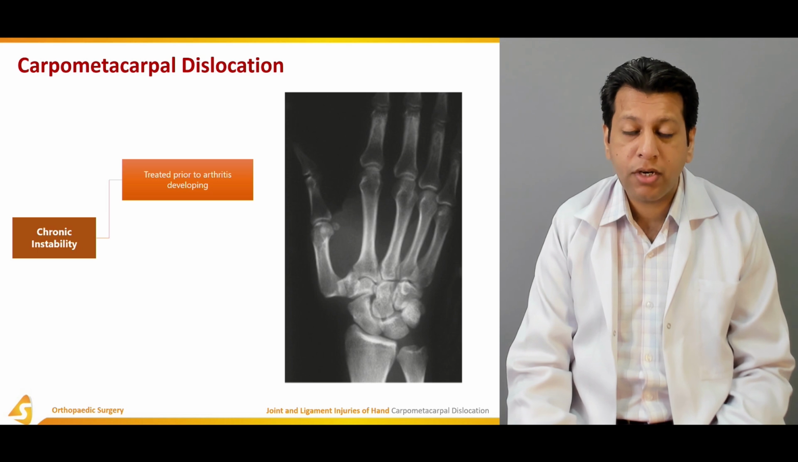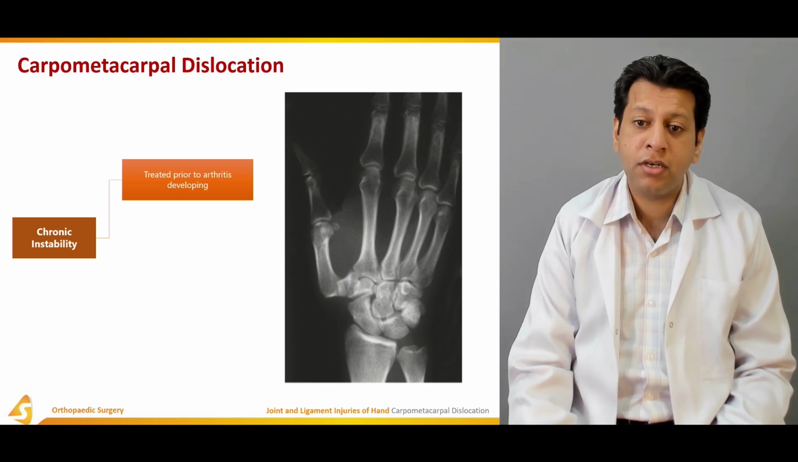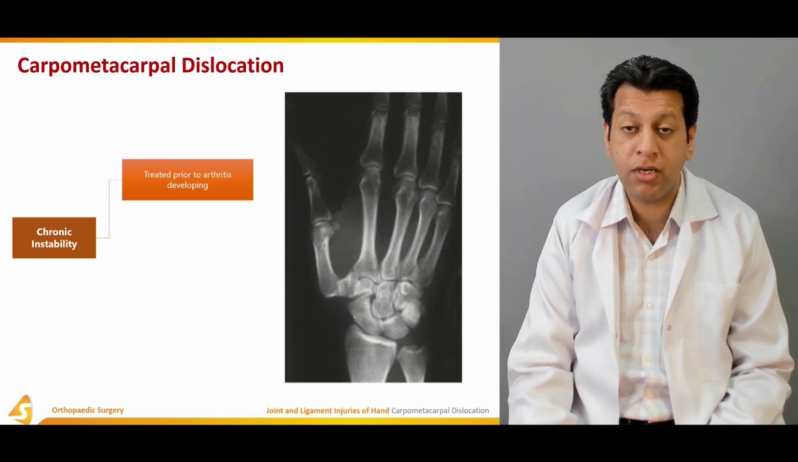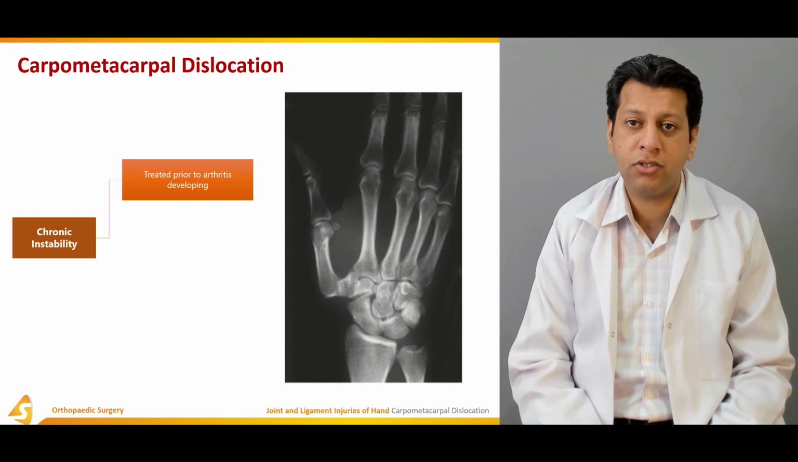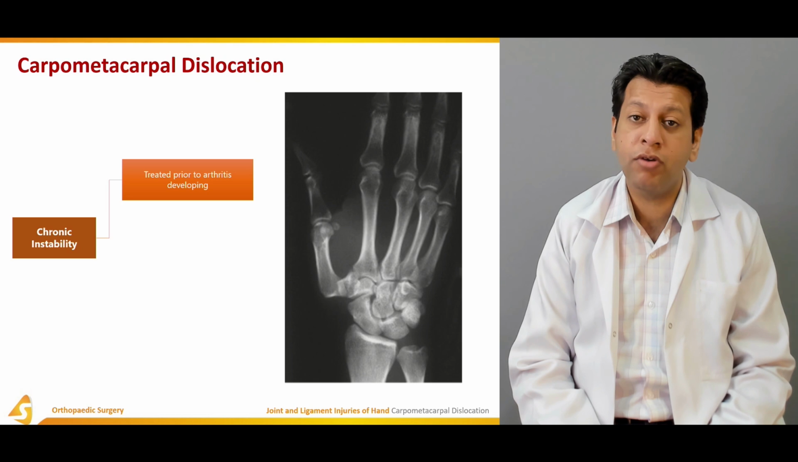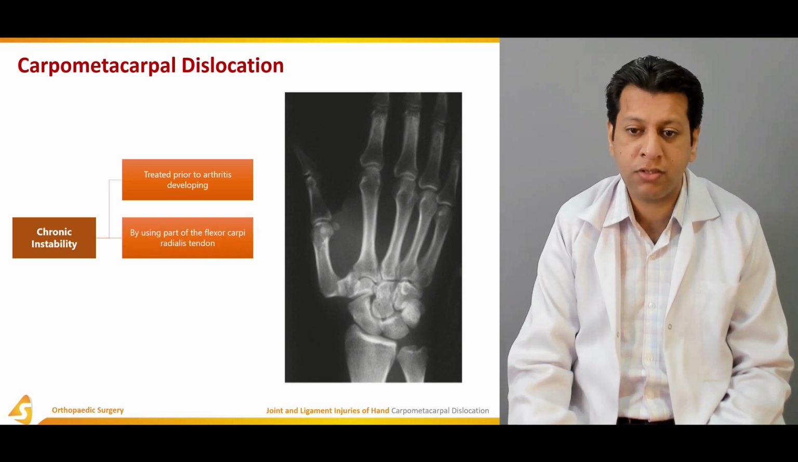So that is important. If it's treated, it has to be treated as early as possible. Otherwise, once degenerative arthritis develops, you will probably not have many options left. The only option would be arthrodesis. Otherwise, pain will not go away, especially if it's associated with arthritis.